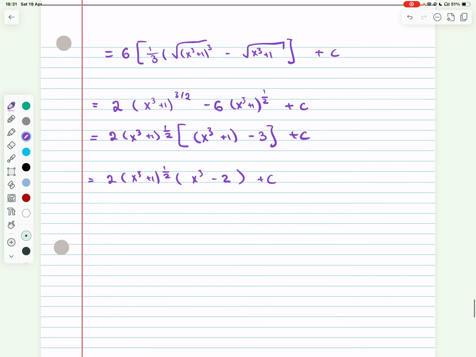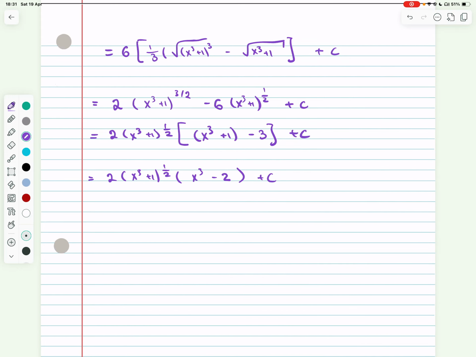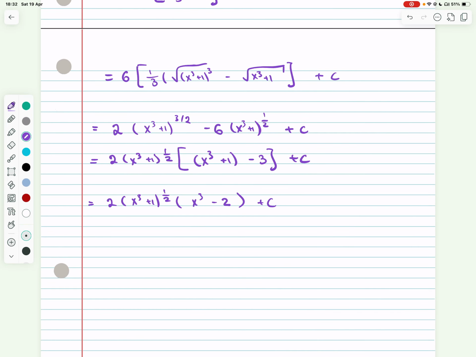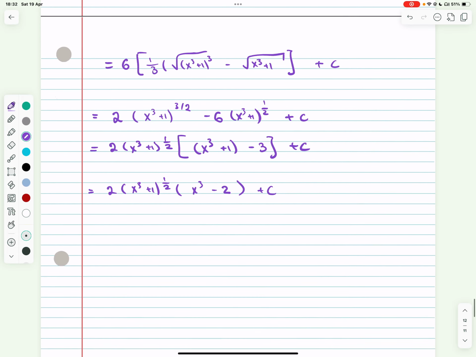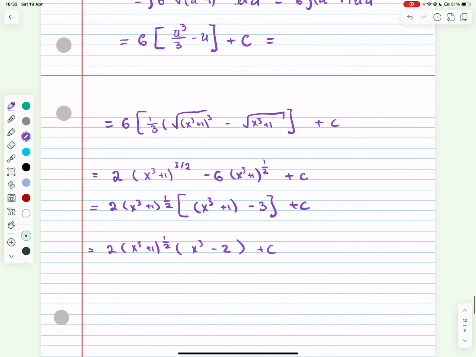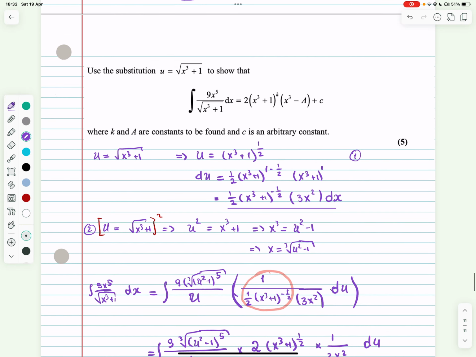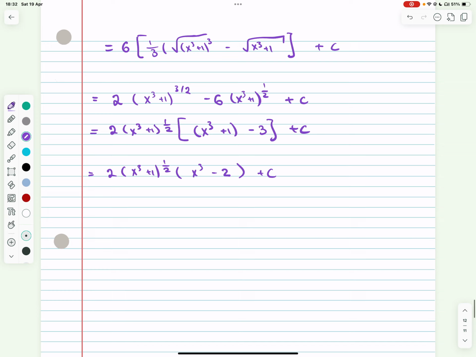So I'm going to go back and compare my final answer to their answer. If I do this in an exam, I don't want to lose a mark because of the form that I missed to write. They have the form 2 times x cubed plus 1 to the power of k. I have 1 half, so that matches. And x cubed minus 2, they have x cubed minus a, so that a is probably the 2, plus c. If everything I did on the top is correct, this form completely matches what they have, so that means this is the final answer.